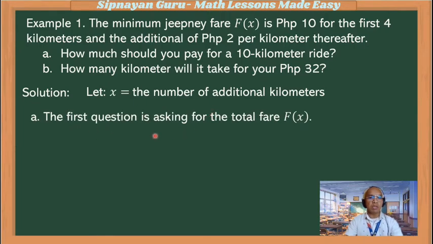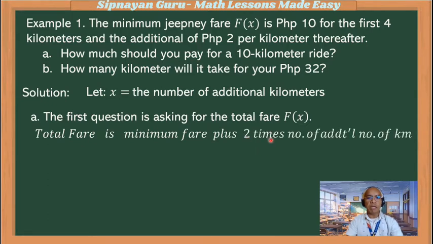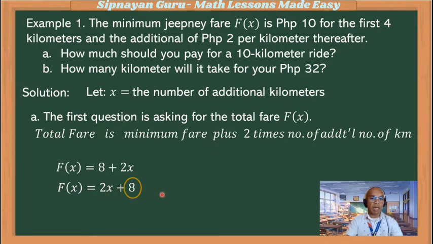So for the first question, it is asking for the total fare which is represented by a function f of x for a 10-kilometer ride. So the total fare is the minimum fare plus 2, then times the number of additional kilometers. So the total fare is represented by f of x and that is equal to 8, the minimum fare, plus 2 times x. Simplify, this can be rewritten into f of x is equal to 2x plus 8.